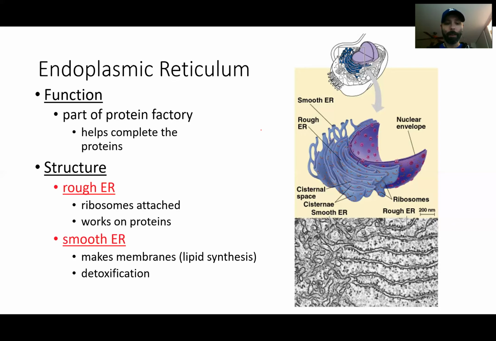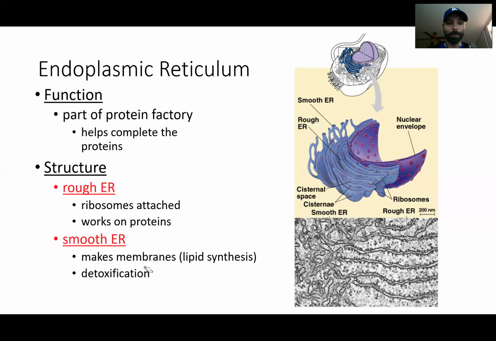There is another part called the smooth ER. This one is not as commonly brought up because it's actually really complicated. You just need to know two things, which would be lipids and detoxification. The main one being the lipids, because that's where we make membranes, right? Because we've got to make some phospholipids. So this is where membrane components are made, in the smooth ER. But again, most of these are for proteins.